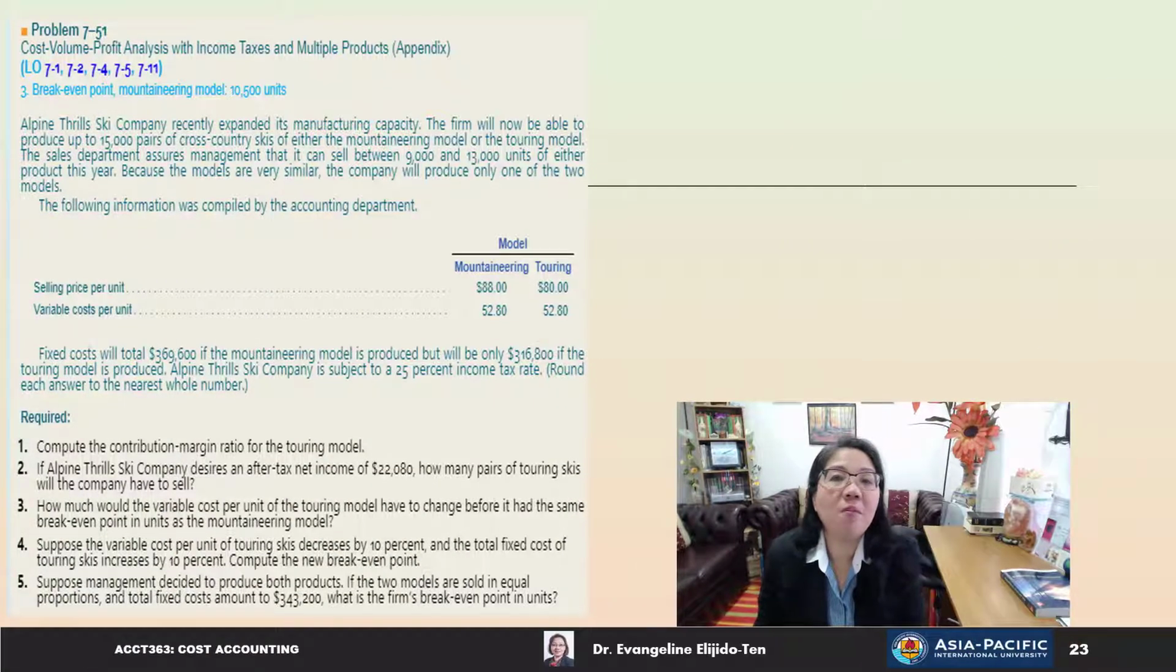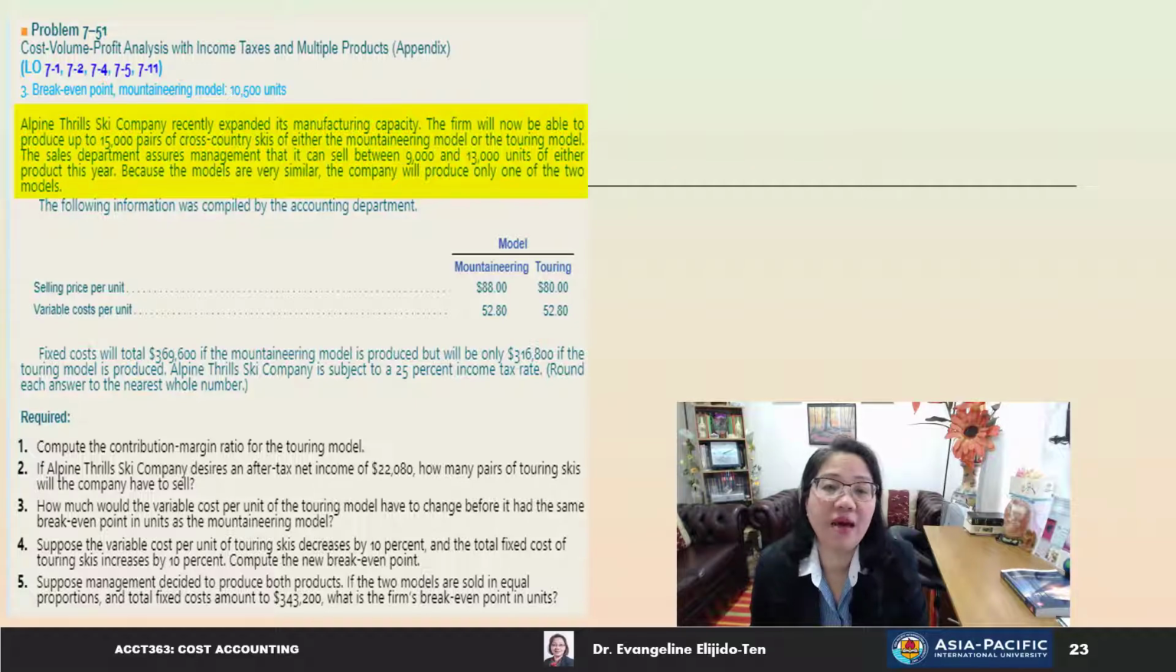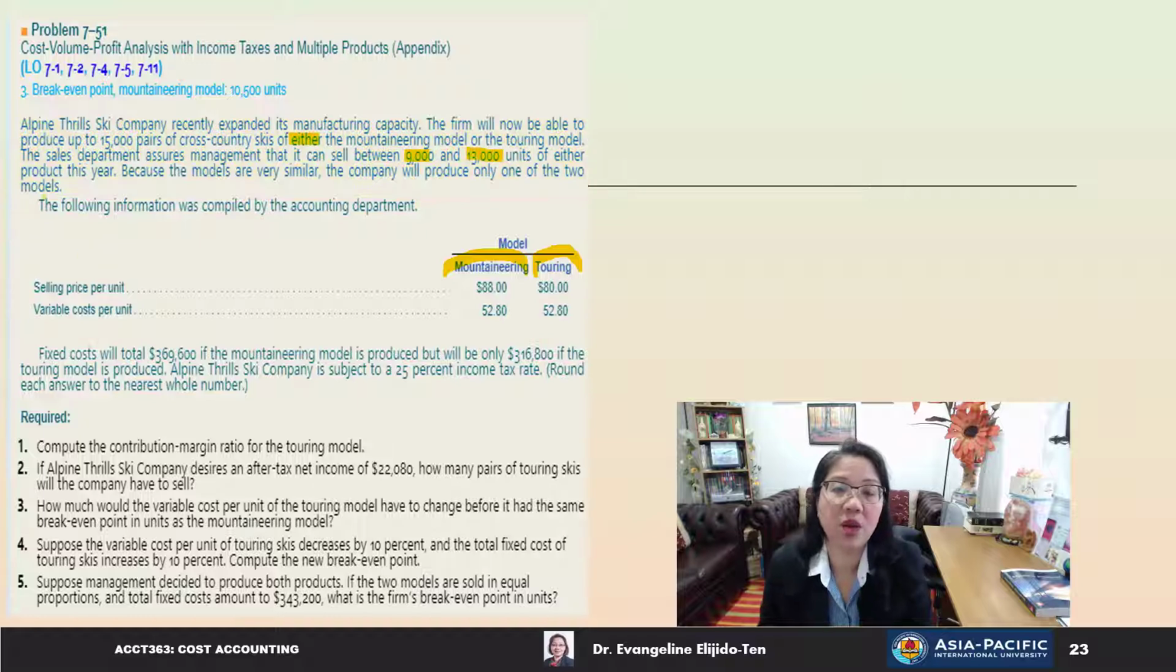Let's move on to a problem from your textbook, problem 751. We have Alpine Thrill Ski Company that recently expanded its manufacturing capacity. So the firm will now be able to produce up to 15,000 pairs of cross-country skis of either the mountaineering model or the touring model. So it says either. All right, so either mountaineering or touring model. The sales department assures management that it can sell between 9,000 and 13,000 units of either product this year. Because the models are very similar, the company will produce only one of the two models. So we are provided with this information compiled by the accounting department, and the fixed cost for mountaineering model is given, as well as the fixed cost for touring model.